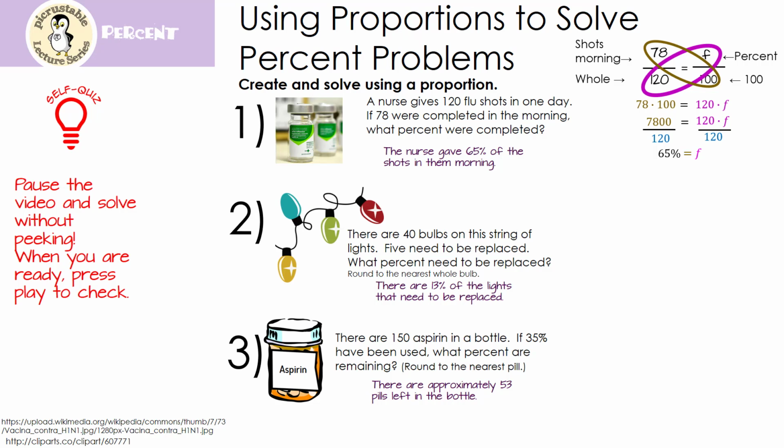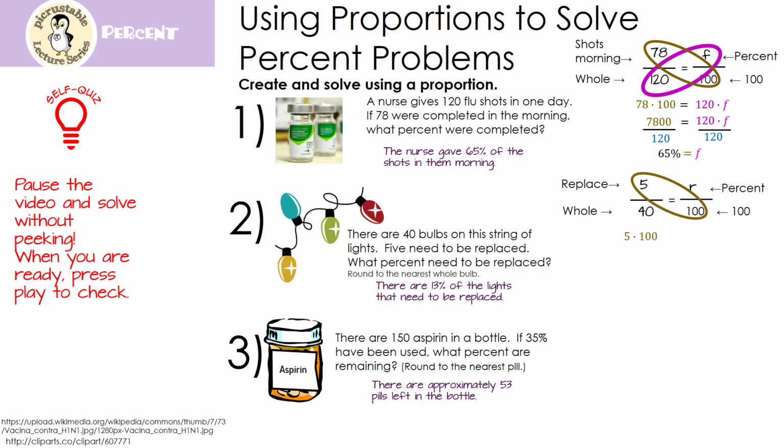What percent need to be replaced? Round to the nearest whole bulb. Let's figure out our formula again. The number that needed to be replaced is 5. The total number of bulbs on the string is 40. We're trying to figure out what percent needed to be replaced. So I put R in for percent.